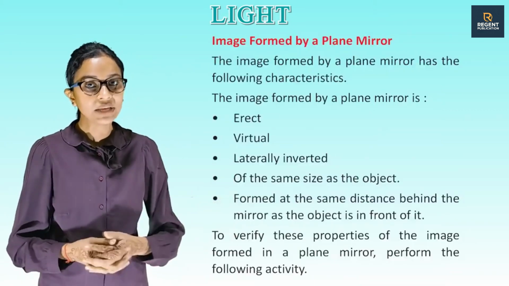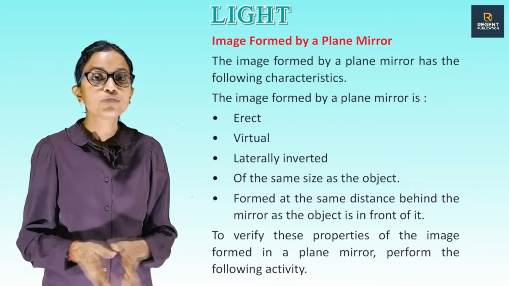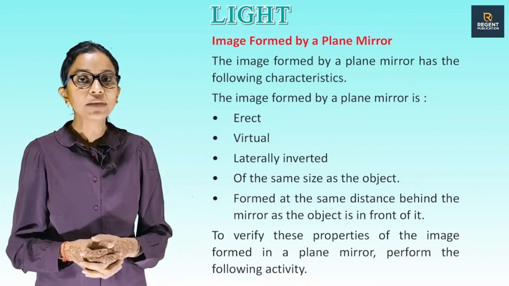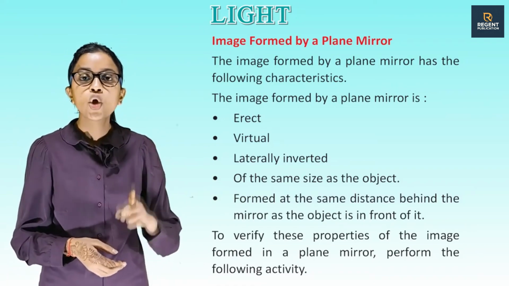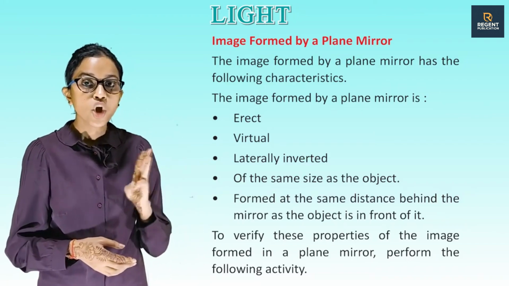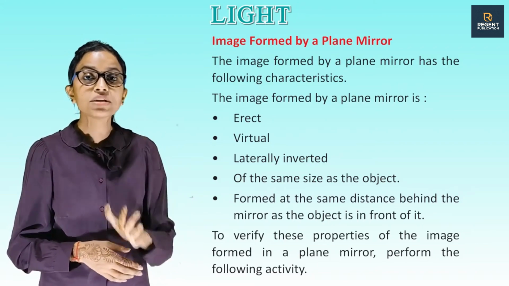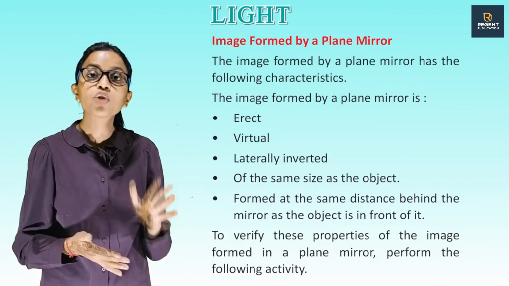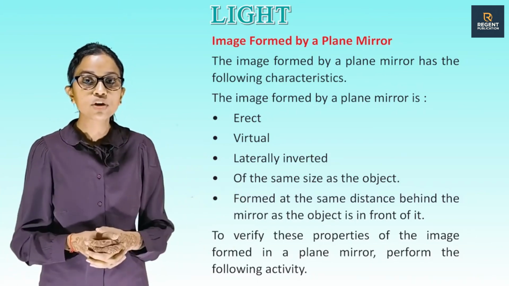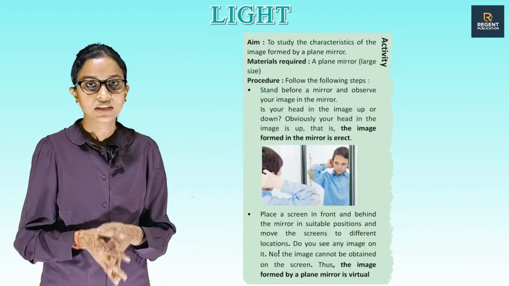Image formed by a plane mirror. The image formed by a plane mirror has the following characteristics. The image formed by a plane mirror is erect, virtual, laterally inverted, of the same size as the object, formed at the same distance behind the mirror as the object is in front of it. To verify these properties of the image formed in a plane mirror, perform the following activity.